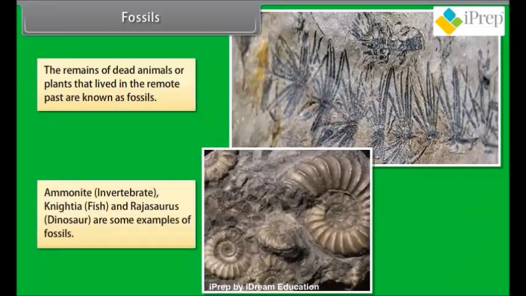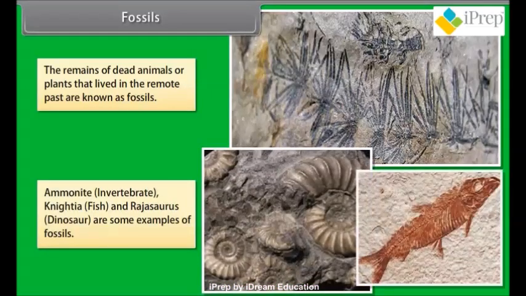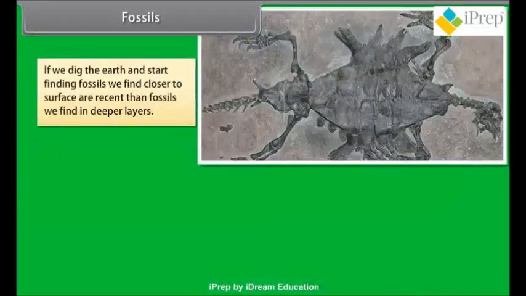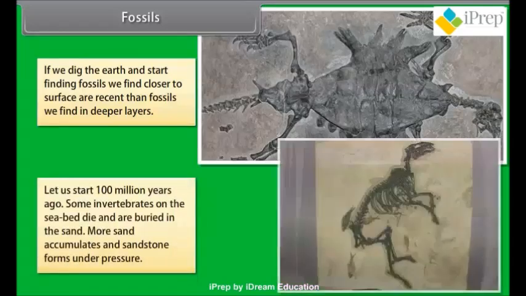Ammonite, an invertebrate, Nicaea, a fish, and Rajasaurus, a dinosaur, are some examples of fossils. If we dig the earth and start finding fossils, the ones closer to the surface are more recent than the fossils we find in deeper layers. Let us start 100 million years ago.